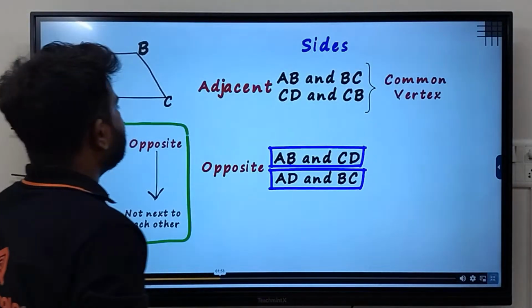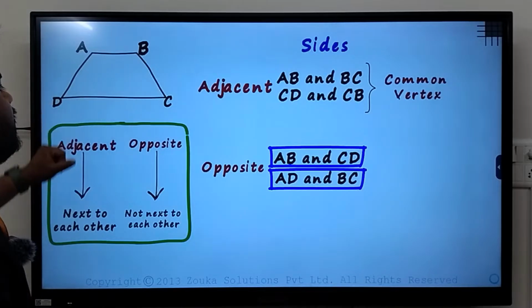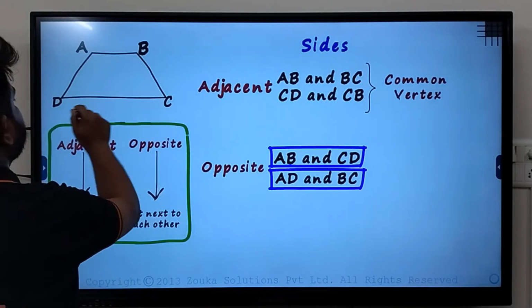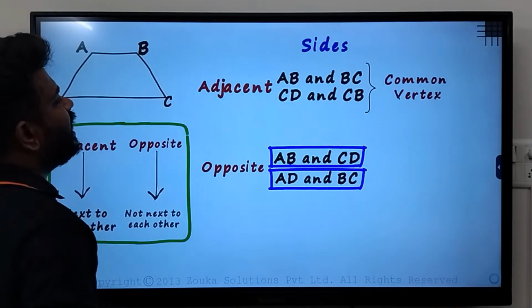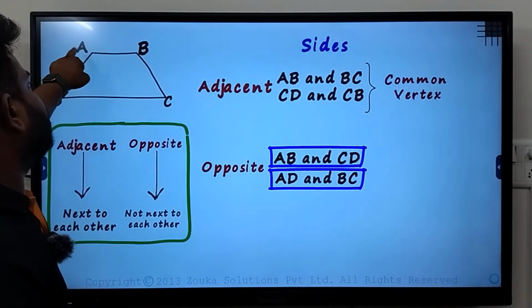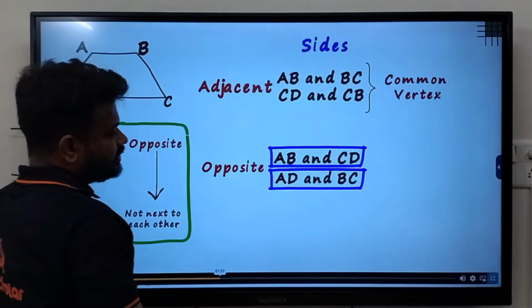AB and BC, and CD and CB, will have a common vertex. The vertex will be C and B, and in the same way there will also be A and D. So this was the topic.